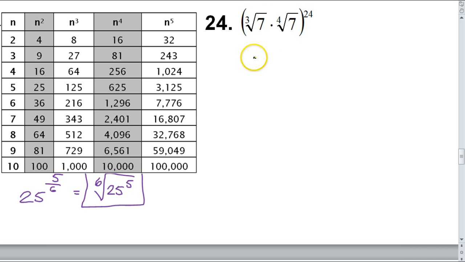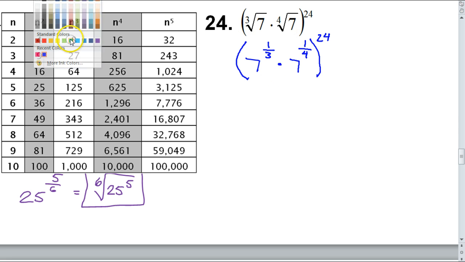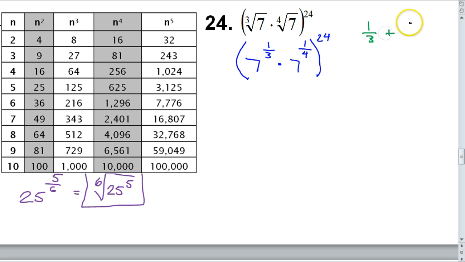Okay, so in exponent form, this would be 7 to the 1/3 power times 7 to the 1/4 power. Okay, so that's all going on inside the parentheses, which are to the 24th power. Now, when we multiply numbers with exponents, we add the exponents and keep the same number. So look, off to the side somewhere, I'm going to do this. Alright, so we're talking about 1/3 plus 1/4.